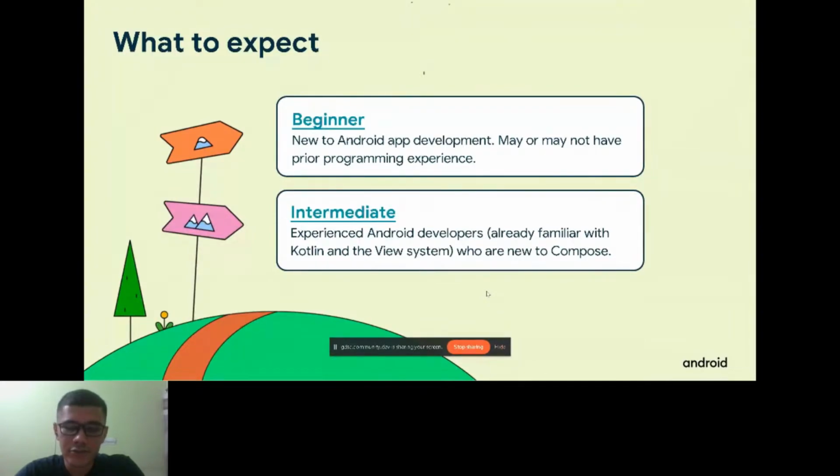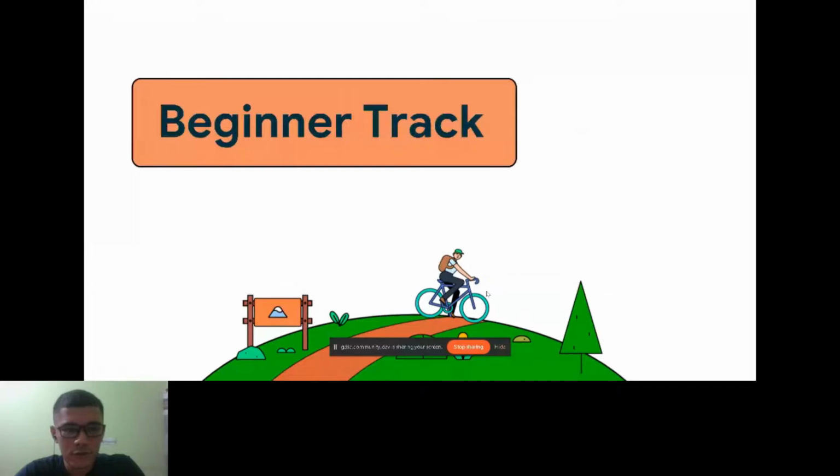In the intermediate track, it is similar to the beginner, but it is for those who have experience in Android and who are familiar with XML code layouts. So they can skip the Kotlin part because they must already know it. They can jump right into the Compose part, so they can join us when we are doing Compose. So let's talk about what is in the beginner track.